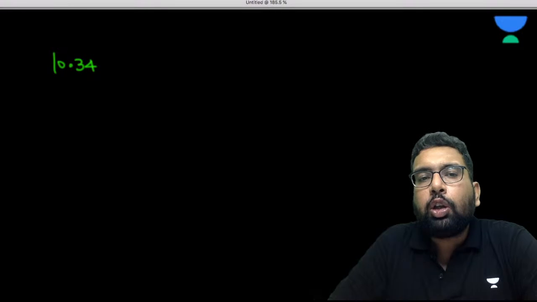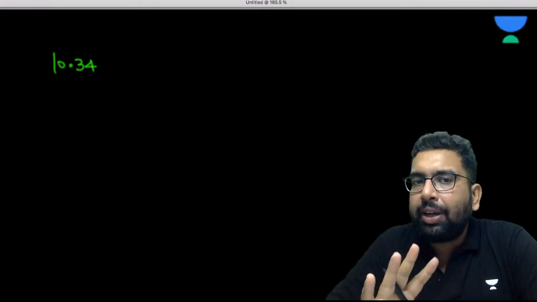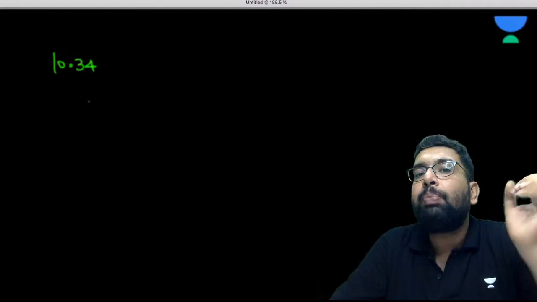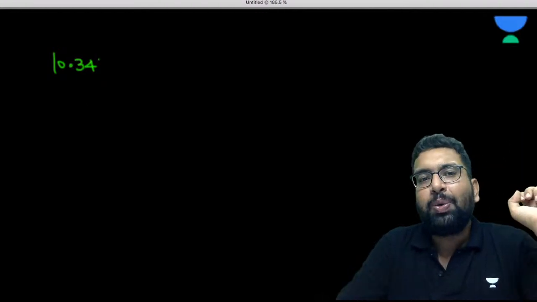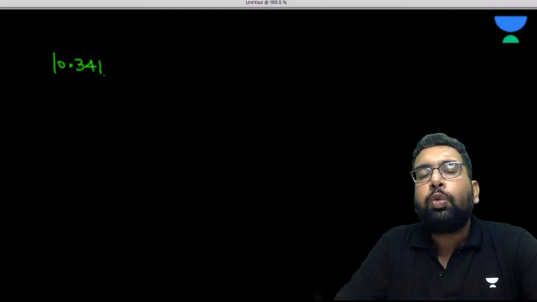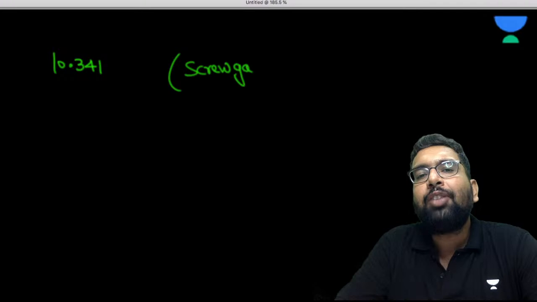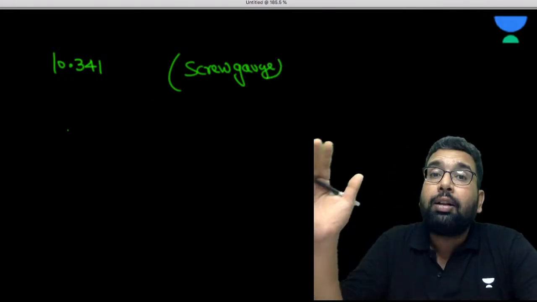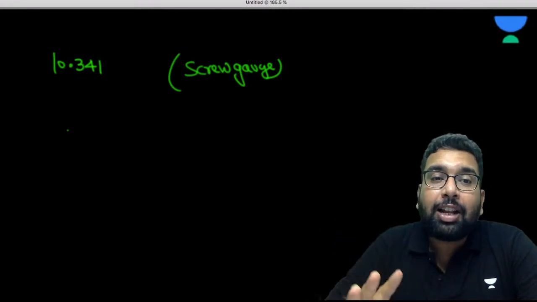All right. So from a vernier caliper we can write this, but if you want to do a more accurate measurement, if you want to write 10.341 for the measurement, you have to use the screw gauge. Why, sir, do we need to use the screw gauge? Because the general vernier caliper that is available in the market.